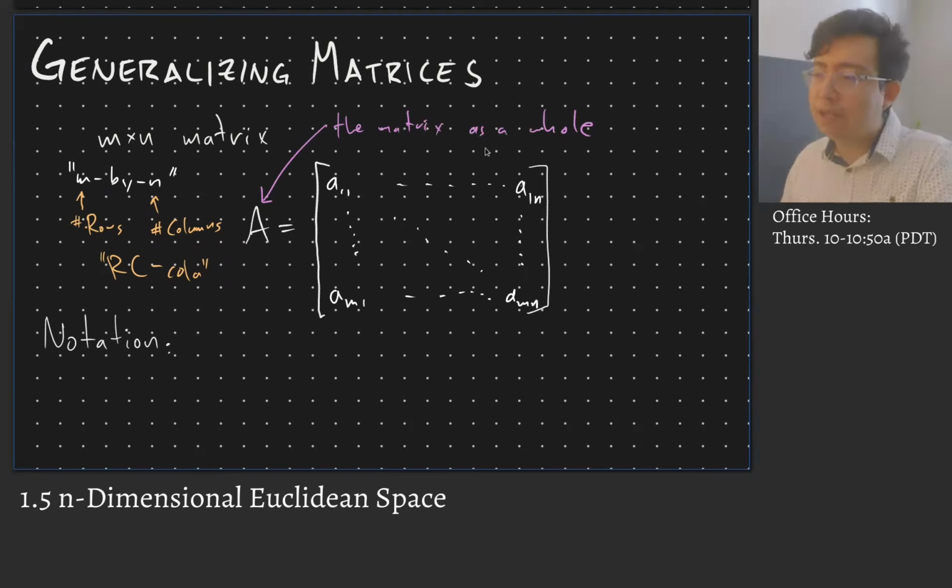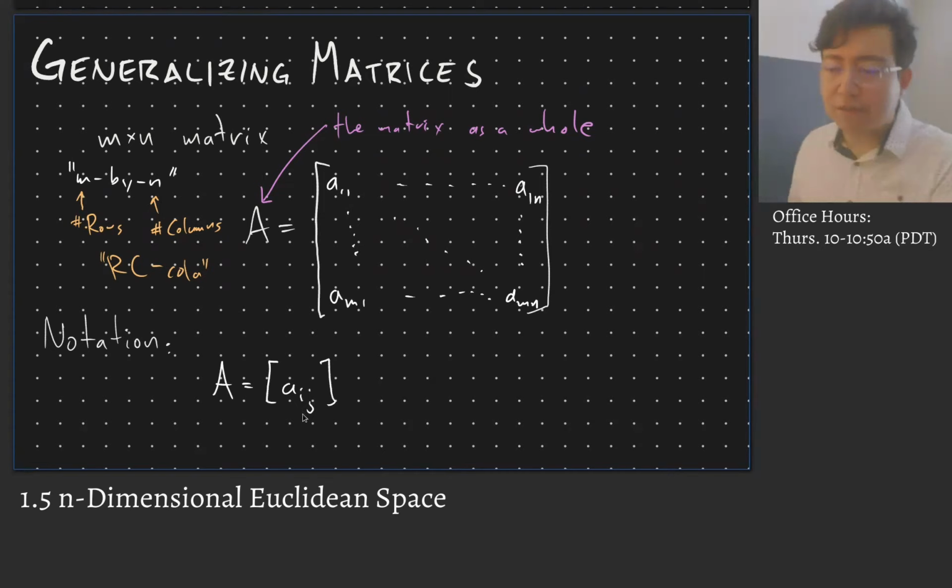And then if you want to save some space and you don't want to necessarily write the whole matrix, sometimes I'll write something like this: A is equal to little a i j, where this is just kind of a generic term. This is the ij term. So it's just some arbitrary entry in the matrix. So i is the row and j is the column.